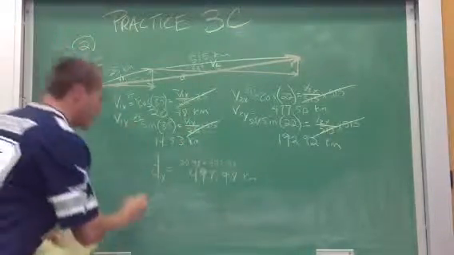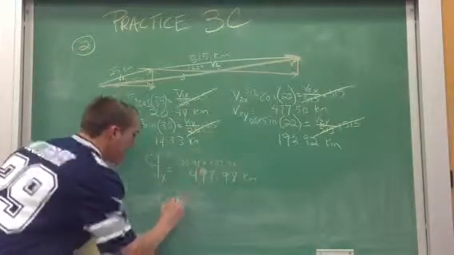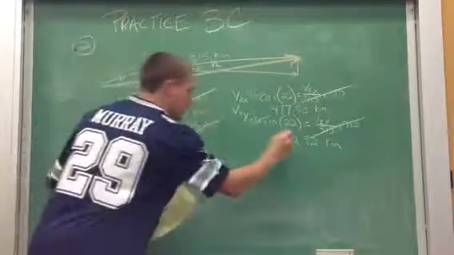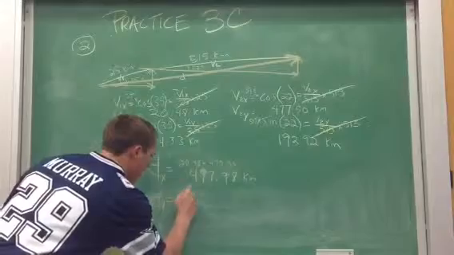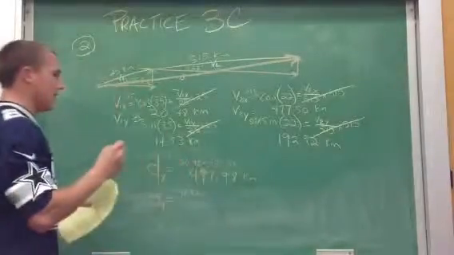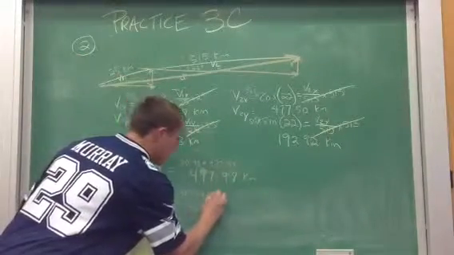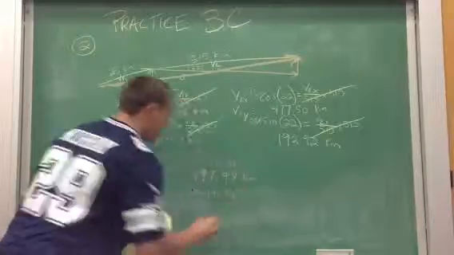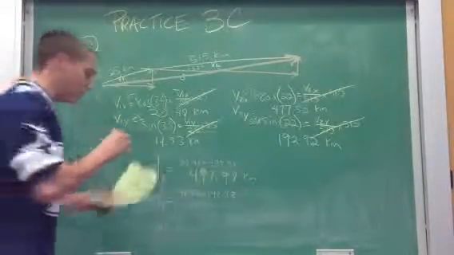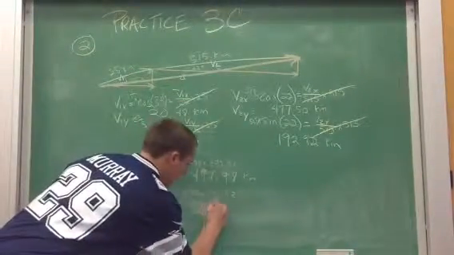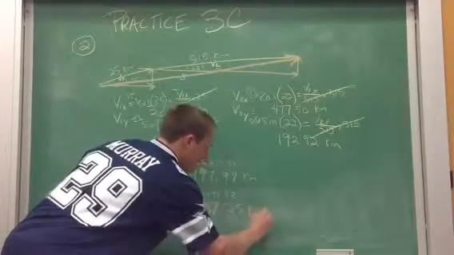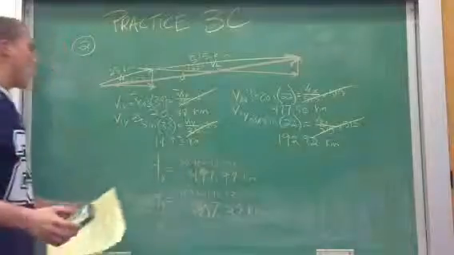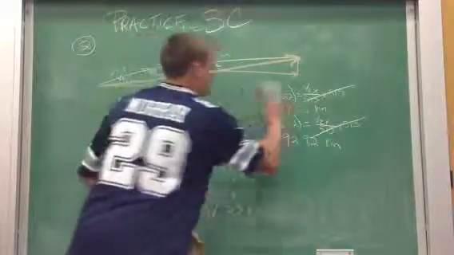Same as with d sub y. It equals this one plus this one. And that's going to give us, well, let's write it out. 14.33 plus 192.92. And that gives us a total of 207.25 kilometers. So what we have to do now is, I'm going to get some board space here.